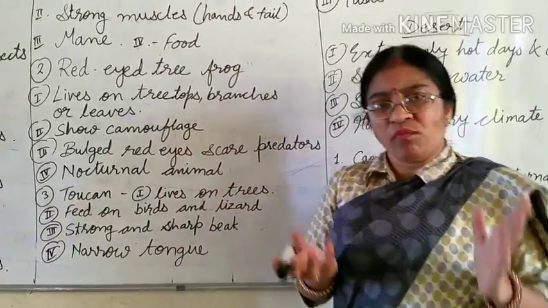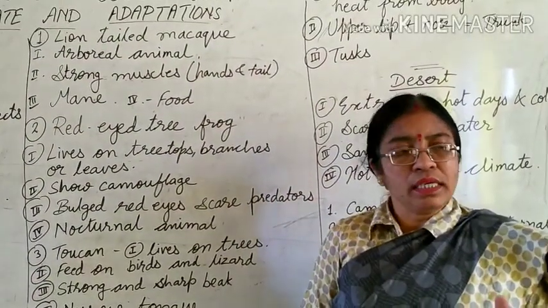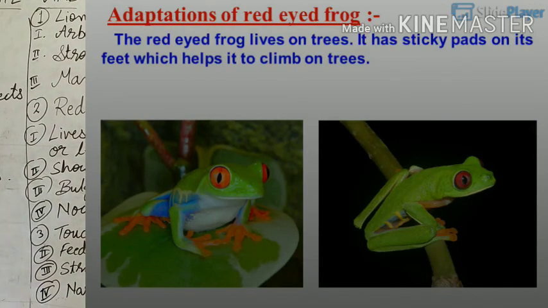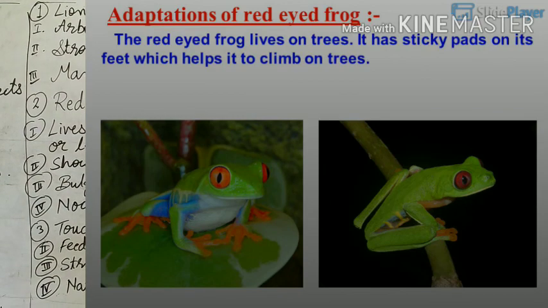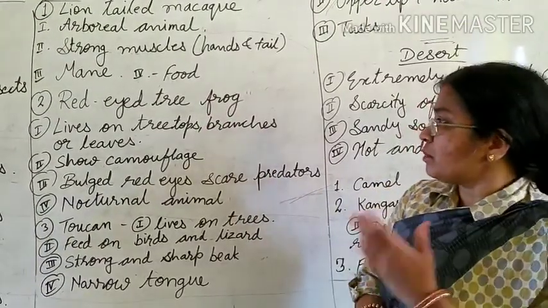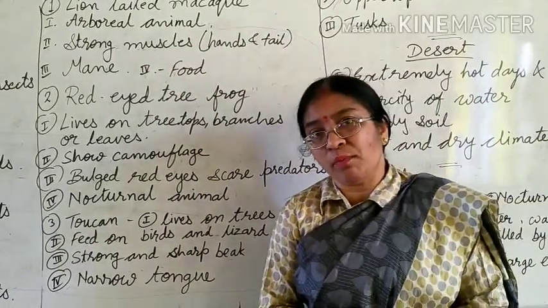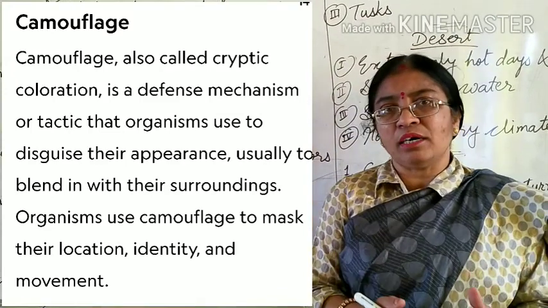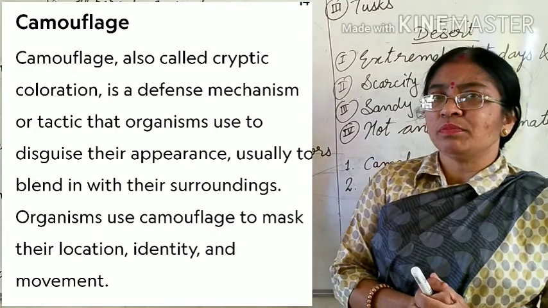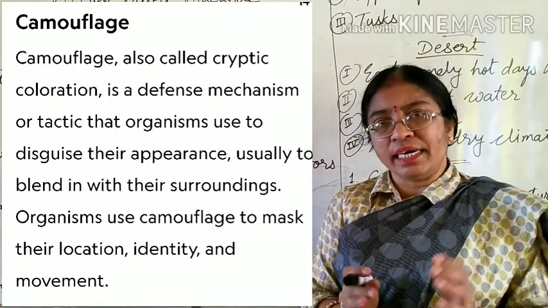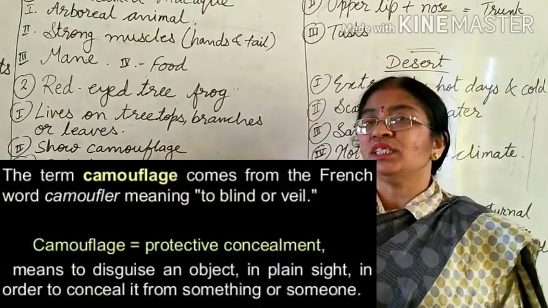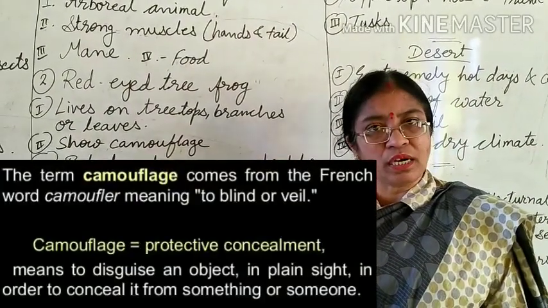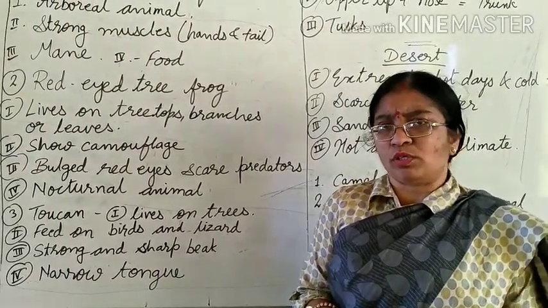Now, second, we take the example of the red-eyed tree frog. Mostly a frog is an amphibian and can live both inside the water and on land. But this is a specific frog which lives on tree tops, branches and leaves. It uses camouflage. Camouflage is a specific protection method used by many animals. Camouflage means organisms can hide themselves in the surroundings by changing their color or by merging their body color into the color of the surroundings or some specific structure.